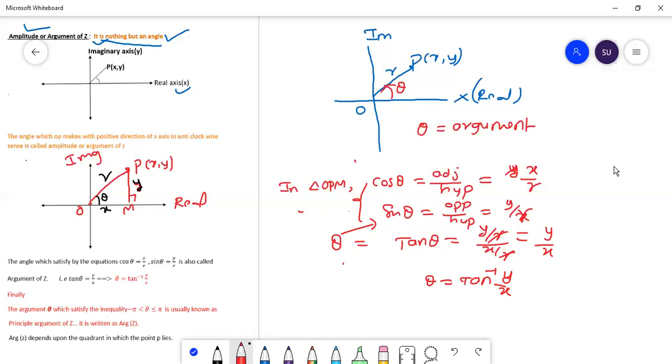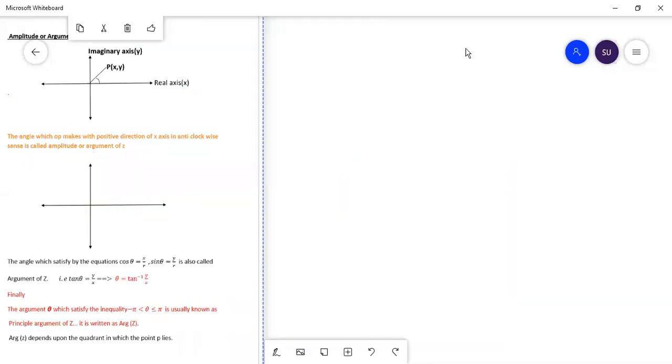But from these two concepts, there are some drawbacks. We will get more and more values of theta, but we cannot decide which to take. For that, we need another definition, because from the above definitions and equations, we will get infinite solutions.